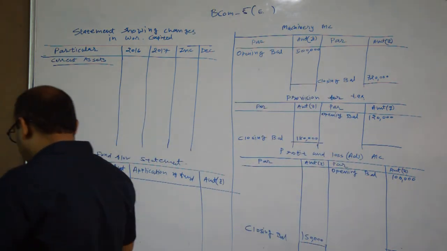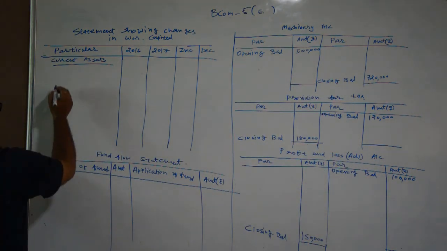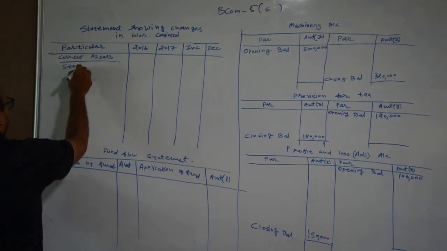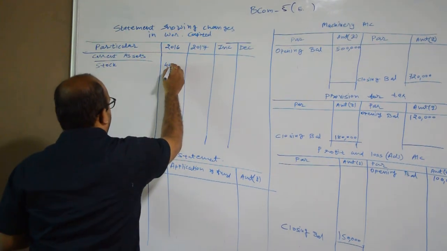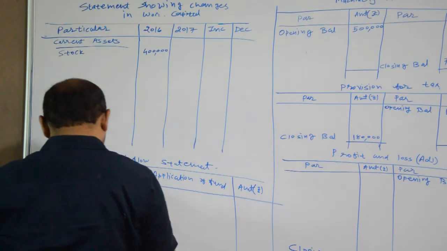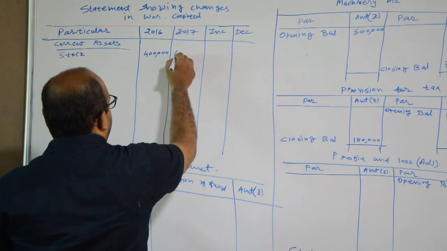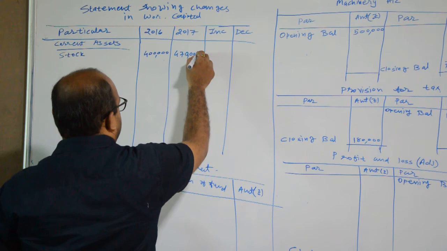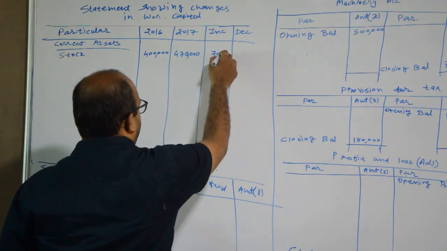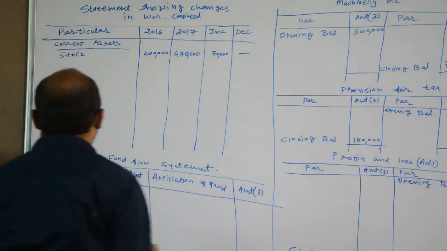So we are writing it. Stock, 4 lakh and 4,70,000. That is an increase of rupees 70,000. So we will write it down in the increase column.